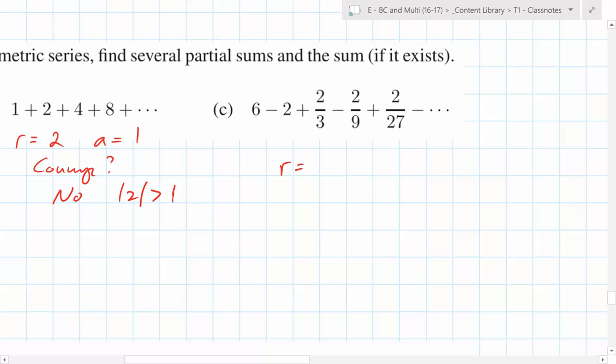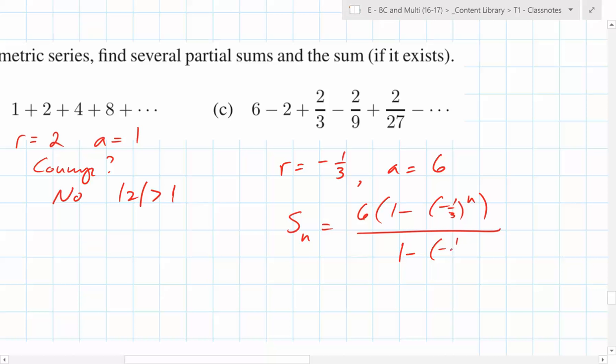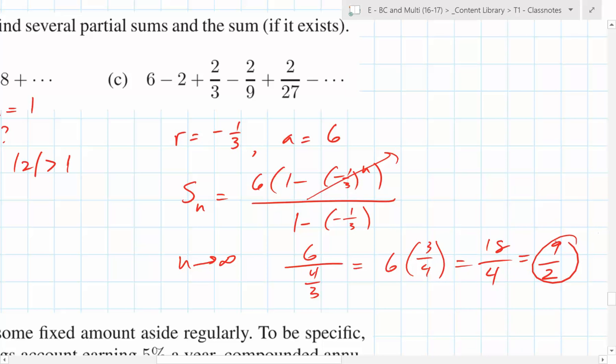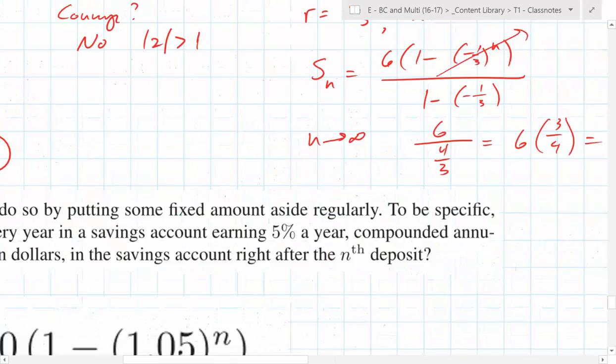Oh, what about this one? What's the ratio? What's the A value? 6. So what do we have here? Sn is going to be 6 times 1 minus negative 1/3 to the n all over... Like that? So if we wanted to do n goes to infinity, that would go away and you're left with 6 over what? Which is 6 times 3/4, which is 18 over 4, which is 4.5. Was that our guess? We're so good at this game. I'm so happy right now.